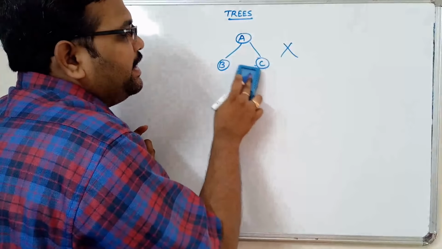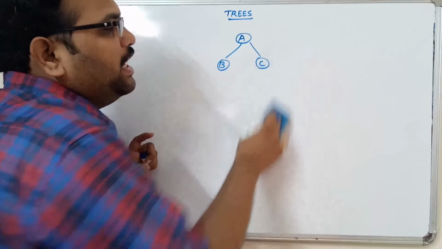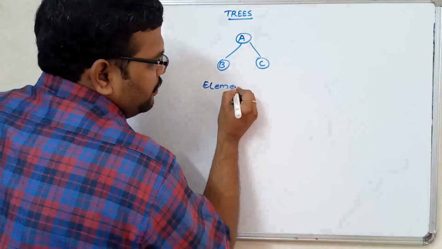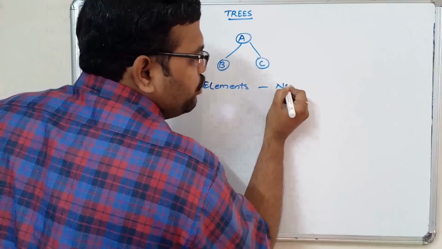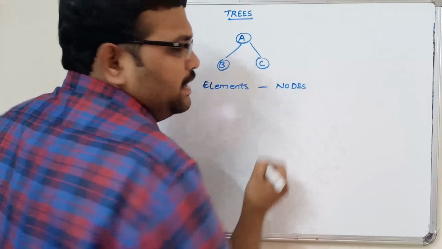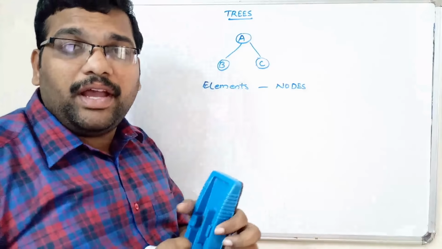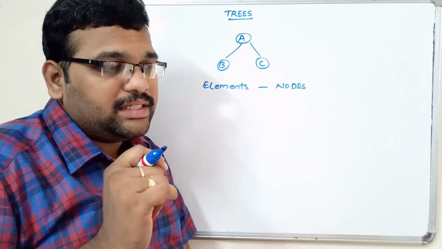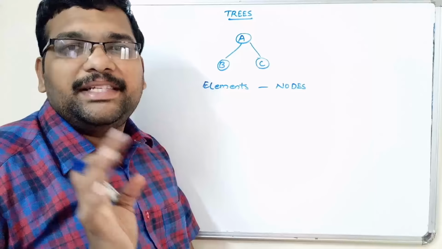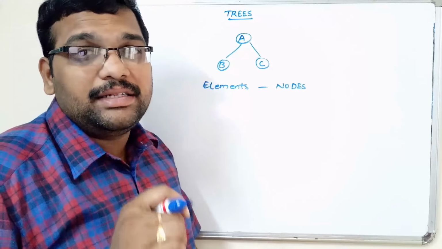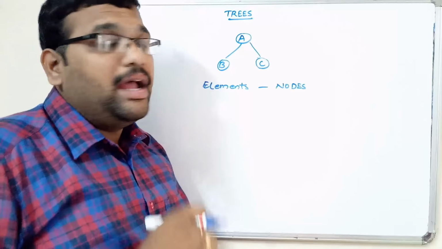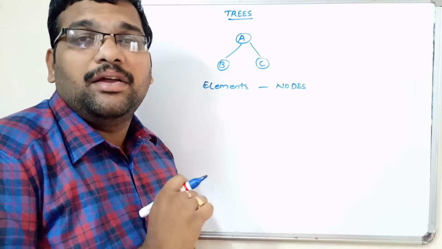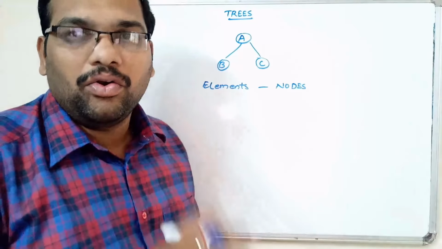So here all the elements are represented as nodes, similar to our linked list. In the linked list also we are representing every element as a node. If you consider an array, we call them elements. If you consider a linked list, we call them nodes. And similarly, if you consider a tree, we have to represent them as nodes. So here also there are nodes.